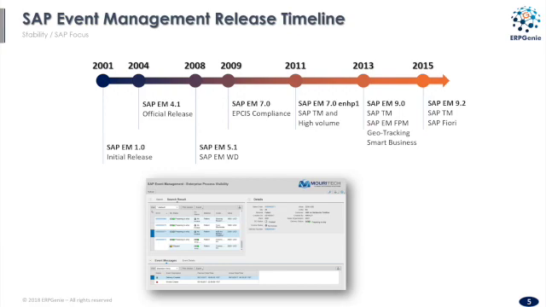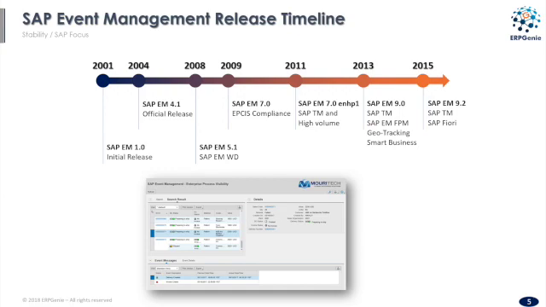In 2009, we released 7.0, and out came the EPCIS compliance. Electronic Product Code Information Services is what EPCIS stands for. That started to give event management the ability to track and trace serialized products, serialized containers, serialized goods. EPCIS is the standard for tracking and transmitting transaction information around serialized items.